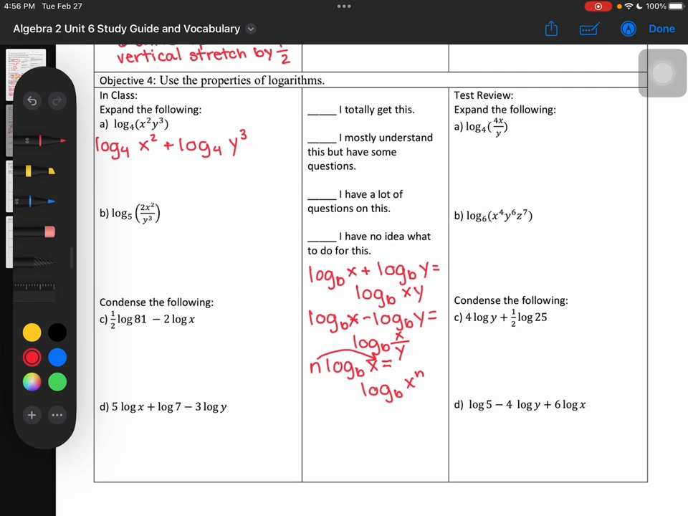Then I'm going to take the exponent and put it in the front of each of those logs. So I have 2 log base 4 of x plus 3 log base 4 of y. So I have no exponents, and it's as expanded as it can get. So I'm going to leave my answer like that.